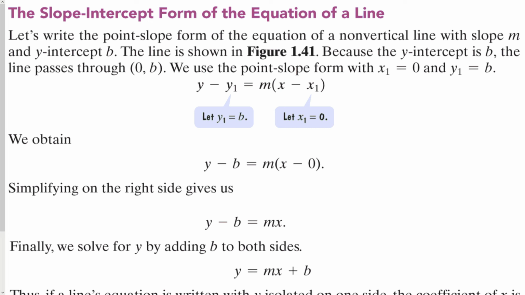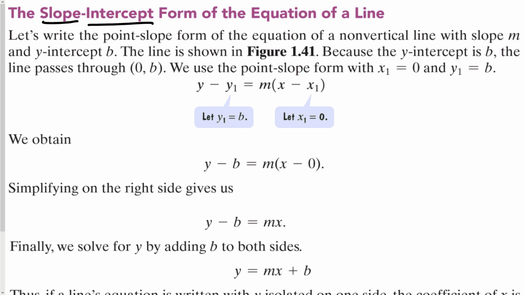Which brings us to my next form of a line called slope-intercept. This is different than point-slope because point-slope can use any point. Slope-intercept, you have to use a specific point. So let's write the slope-intercept form of the equation of a non-vertical line with slope m and a y-intercept of b.